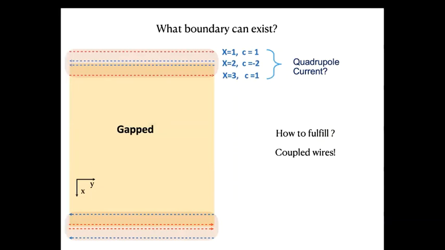The simplest choice I can imagine is that we have 3 rows with gapless degrees of freedom localized at the boundary, and the same for the other boundary with opposite chirality. At the top boundary, terminating along the y direction, at the top row, x equals 1, we have a left moving mode. On the second row, we have c equals -2. So we have 2 right moving modes localized at the same x position. And on the third, we again have a left moving mode. So this is more like a quadrupole current localized at the boundary.